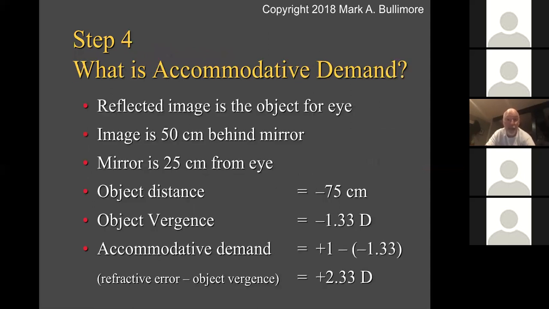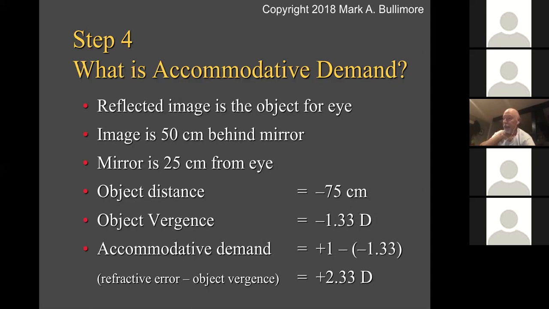Okay, what's the accommodative demand? Well, again, we've got the image 50 centimeters behind the mirror. The mirror is 25 centimeters from the eye. So the image is sitting 75 centimeters in front of her. The object vergence is -1.33, just the reciprocal of that. So the accommodative demand is +1 minus 1.33. Why +1? Because she's a hyperope.